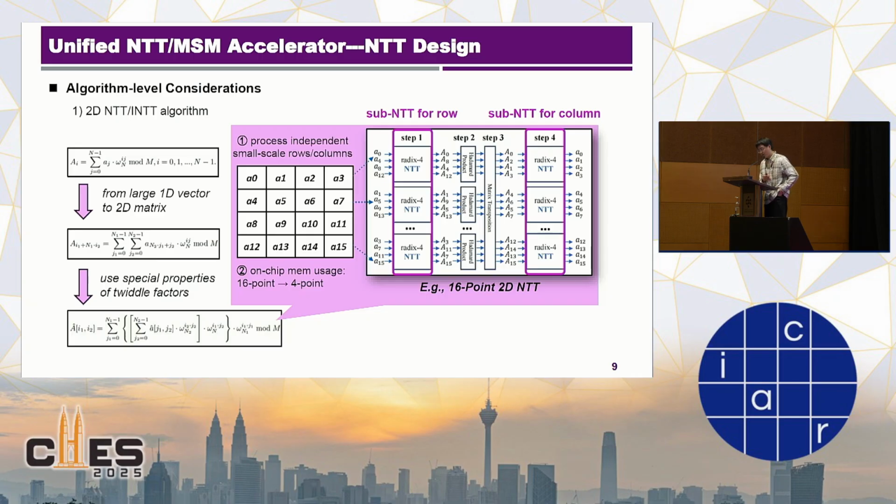For the large-scale NTT computation, at the algorithm level, we adopt a 2-dimensional NTT and INTT algorithm to partition the large-scale 1-dimensional vector into a 2-dimensional matrix. Take a 2-dimensional NTT as an example. This gives us 2 benefits. First, we can process independent small-scale NTTs for each row or column. Second, this method allows the on-chip memory to only accommodate several rows or columns, thereby alleviating the pressure of memory usage.